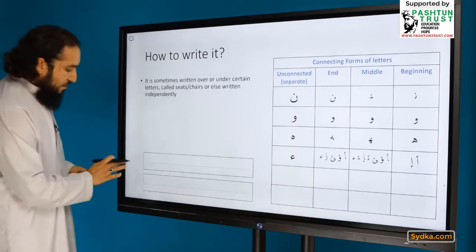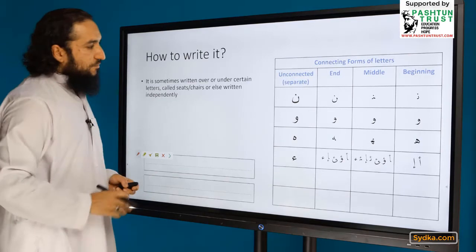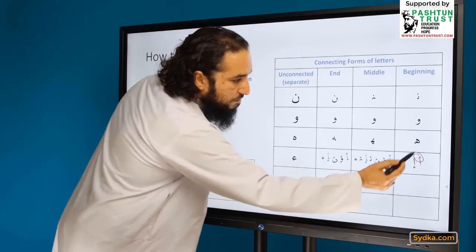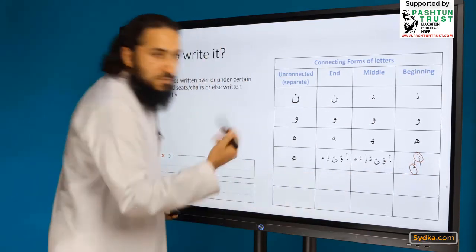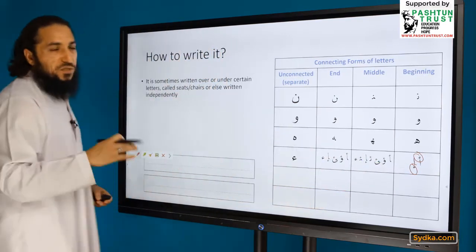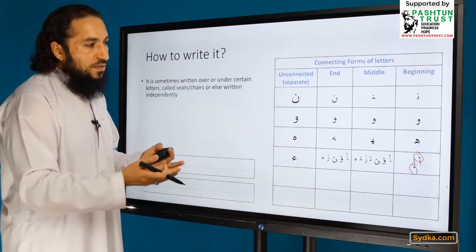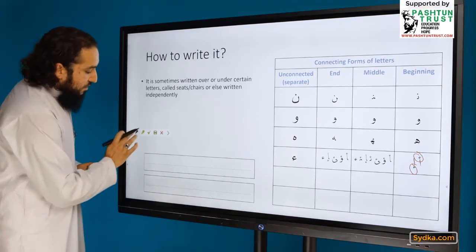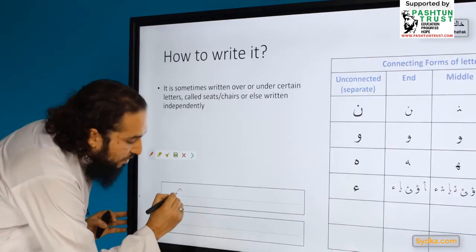How to write it? Let me explain that. Sometimes it is written above or underneath the letters. As we explained before, these are called chairs. Those chairs don't contribute their own sounds to the letter, but are used as a seat. When on its own, it is written like this.